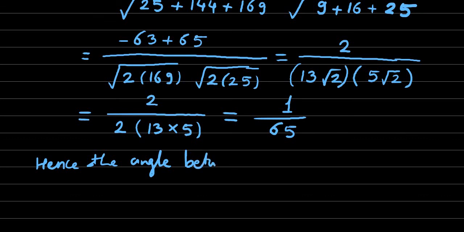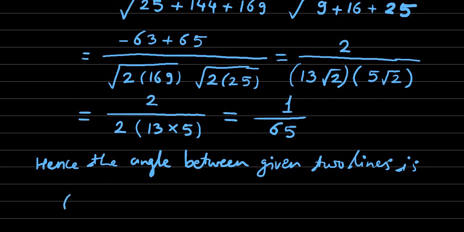between the given two lines is theta, and it is equal to the cos inverse of 1 by 65. Cos inverse of 1 upon 65. Okay. So like this we have solved this example.